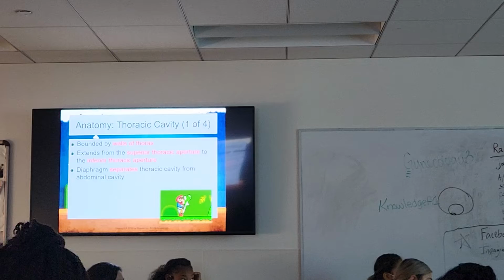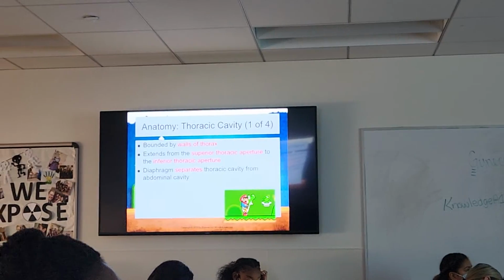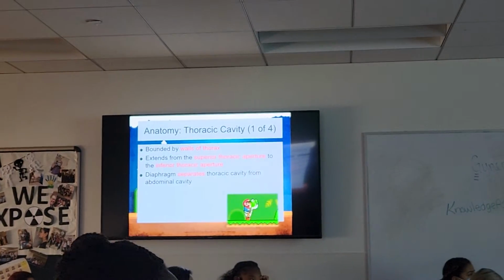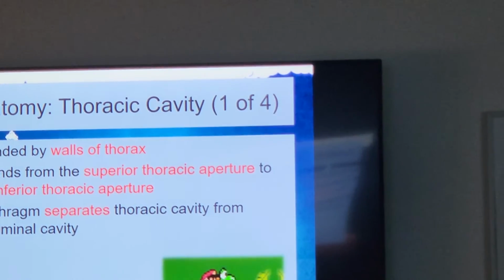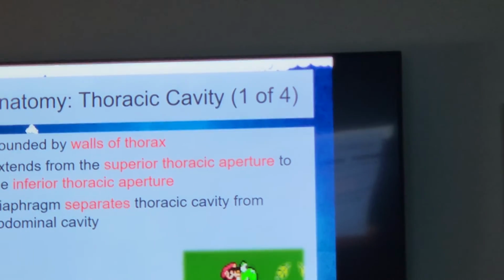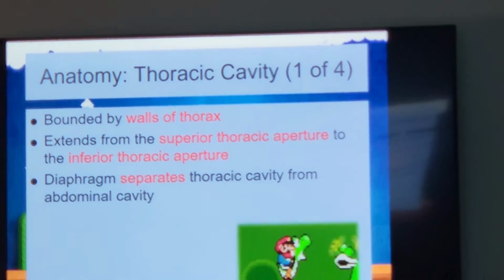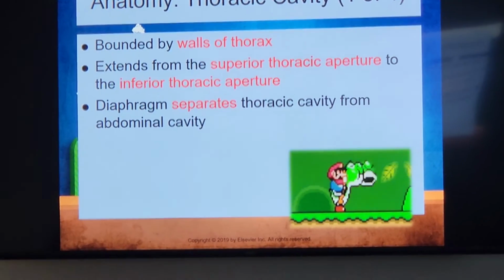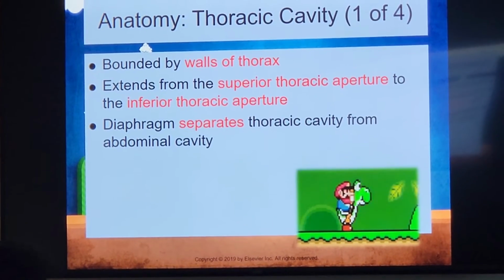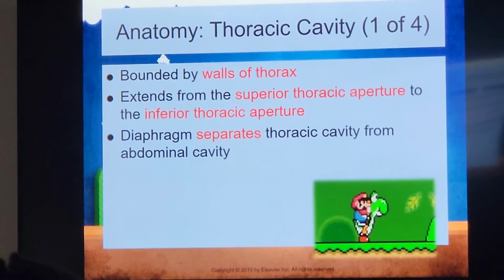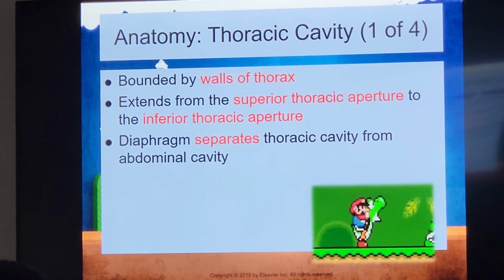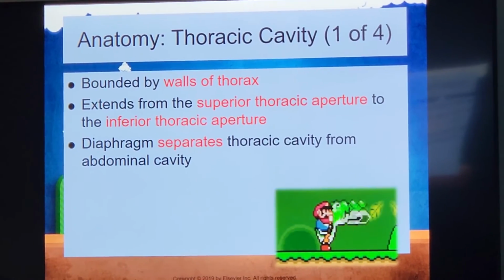Alright, so we're going to be talking about the thoracic cavity. What do you guys think that is? So a cavity basically means a space or a hole, and that is what houses our lungs and our heart.